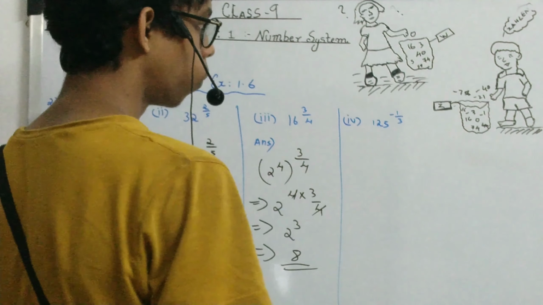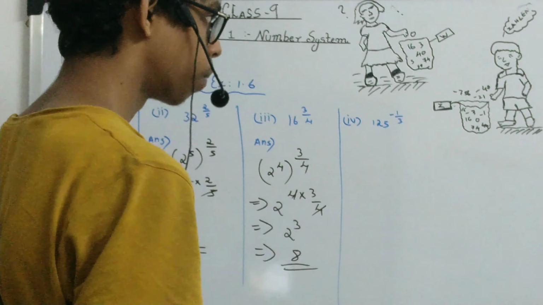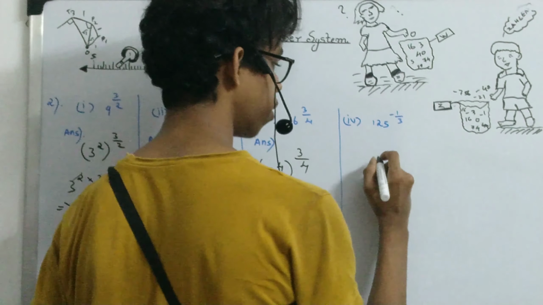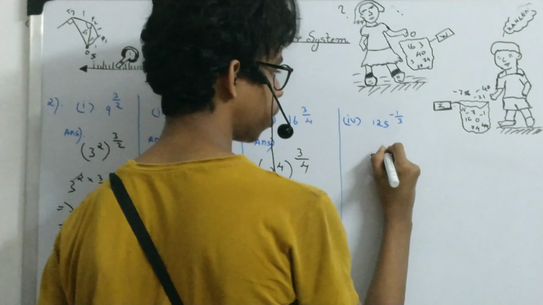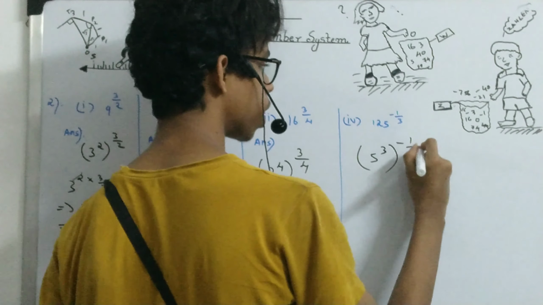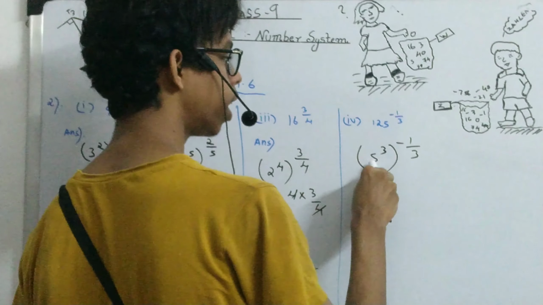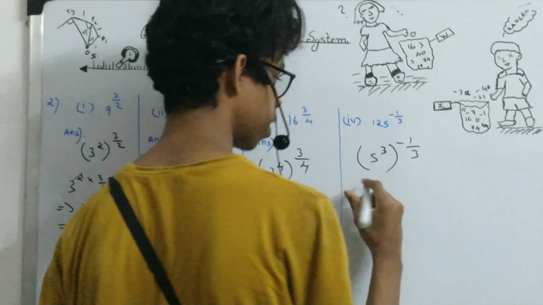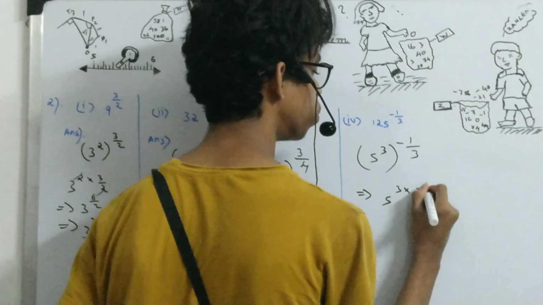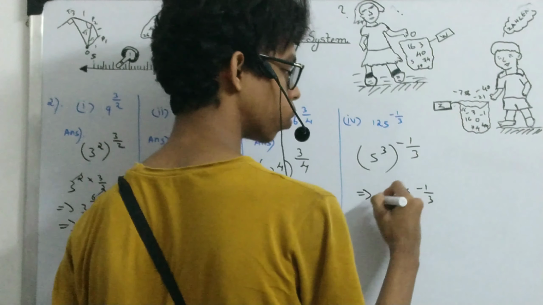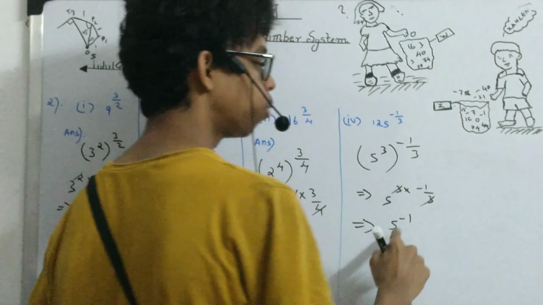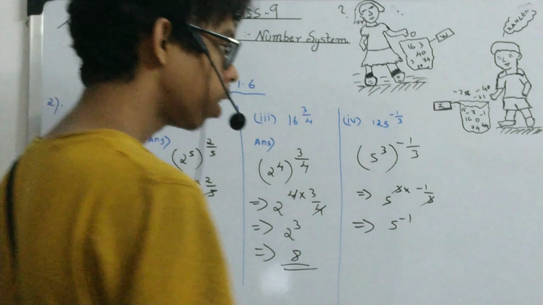Now the fourth one is 125 raised to minus 1 by 3. Now don't worry about this minus. We know 125 is 5 cube. Okay, 5 cube is 125. The whole raised to minus 1 by 3. Again a raised to m, the whole raised to n. So I can write this as 5 cube into minus 1 by 3. So this 3 and this 3 cancel. We will get the final answer as 5 raised to minus 1.